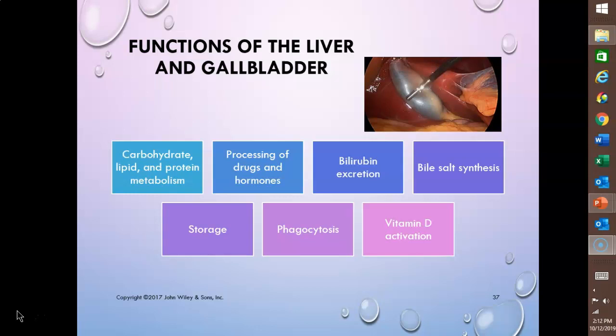The liver can also store certain vitamins, A, B12, D, E, K, and some minerals like iron and copper, which can be released from the liver when the body needs it. The Kupffer cells of the liver phagocytize aged red blood cells, white blood cells, and some bacteria, and the liver, along with the skin and the kidneys, is responsible for making the active form of vitamin D.